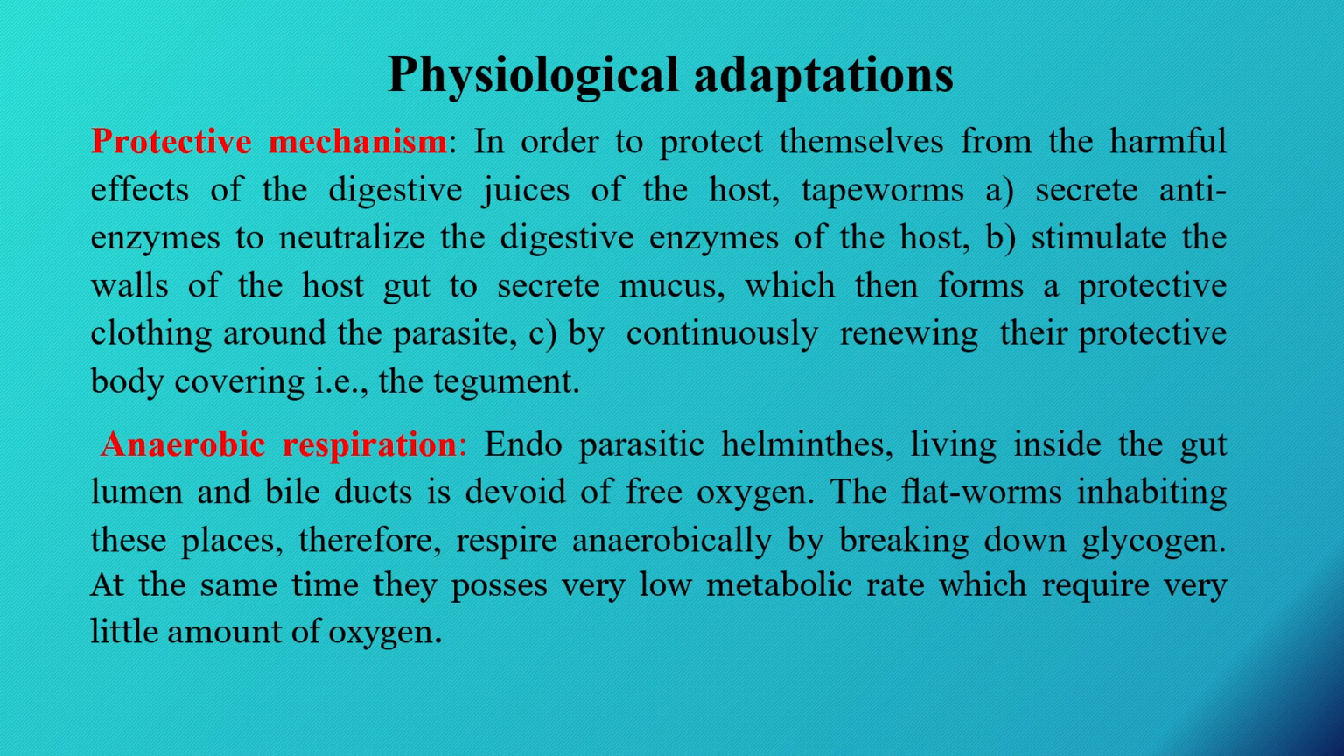Now moving on with anaerobic respiration, which is also a physiological adaptation. The endoparasitic helminths living inside the gut lumen and bile ducts are devoid of free oxygen. Therefore, the flatworms inhabiting these places respire anaerobically by breaking down glycogen, and at the same time they possess a very low metabolic rate, which requires very little oxygen.